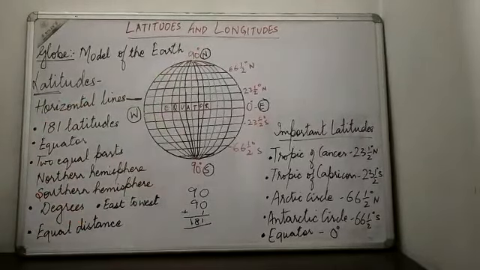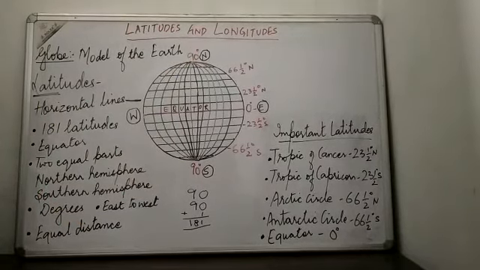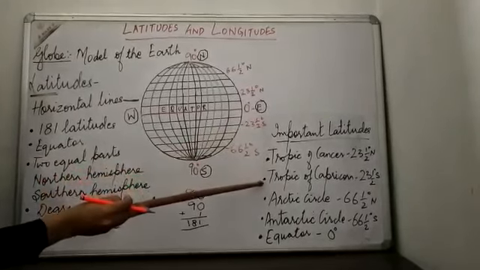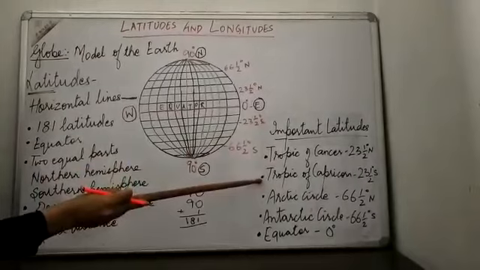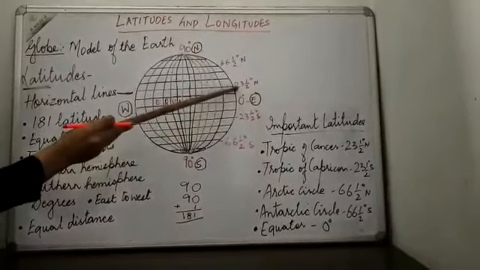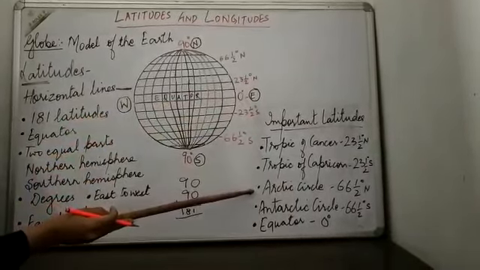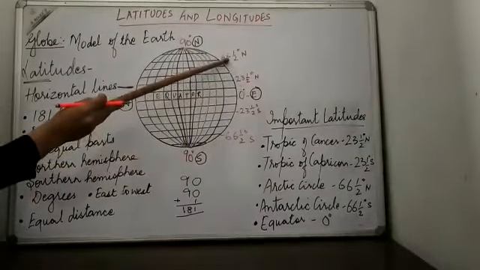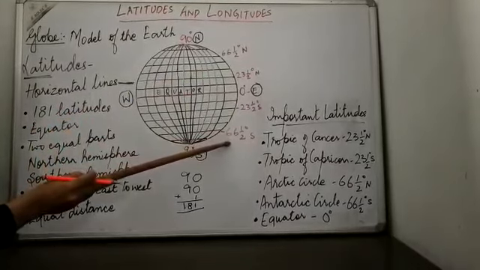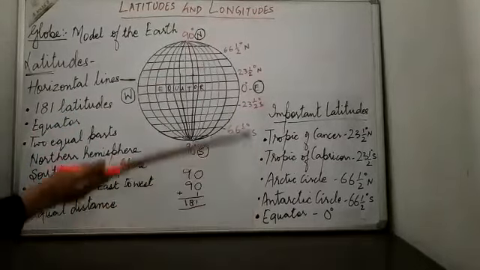Right? The main important latitudes are the Tropic of Cancer, that is 23.5 degree north. Right? 23.5 degree south, that is the Tropic of Capricorn. This is 23.5 degree north and this is 23.5 degree south. Then we have the Arctic Circle, that is 66.5 degree north, and this 66.5 degree south is called the Antarctic Circle, and then we have the equator, that is 0 degree.